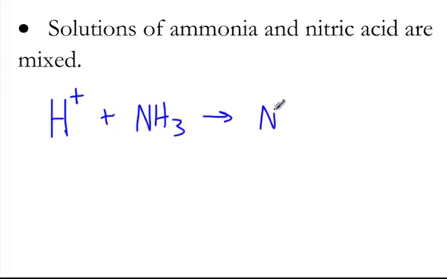Our next reaction is solutions of ammonia and nitric acid are mixed. Another acid-base reaction. We see nitric acid, and we know nitric acid is a strong acid, H+. We know ammonia is just NH3. And what do acids do? They give away H+, so what we are going to end up getting is NH4+ at the end. All of our atoms are balanced, all of our charges are balanced as well.